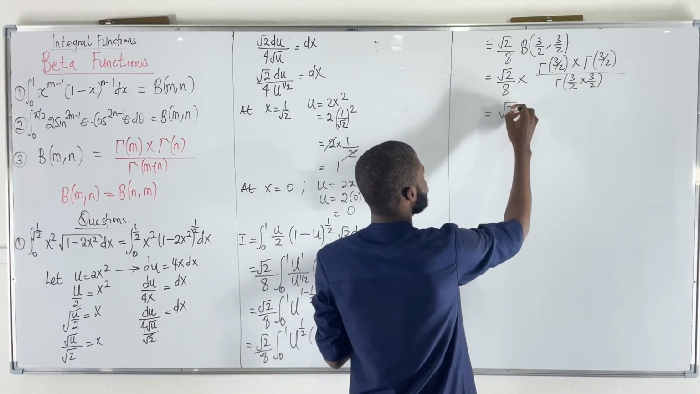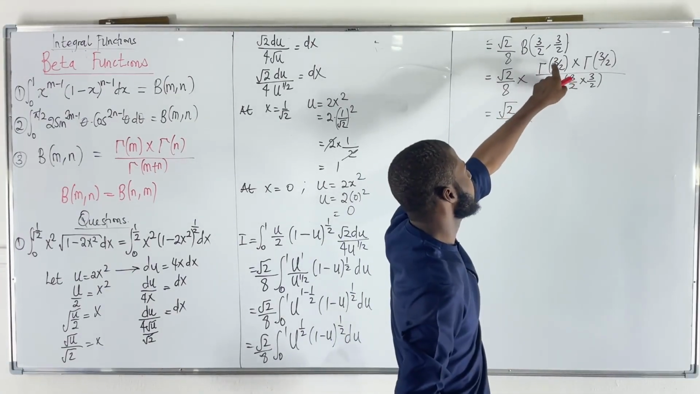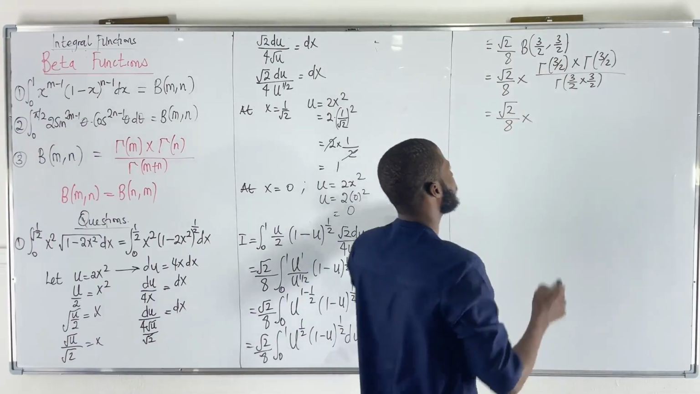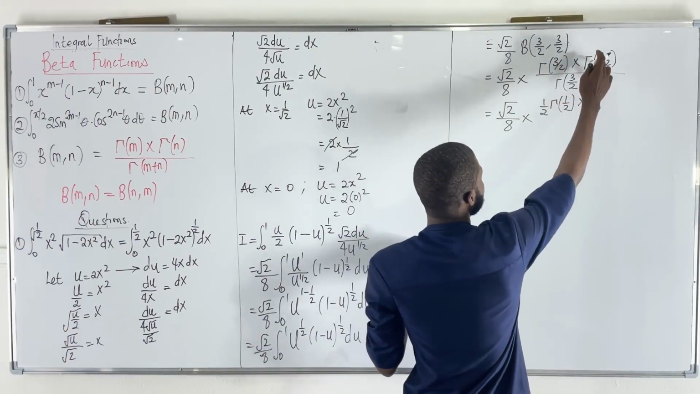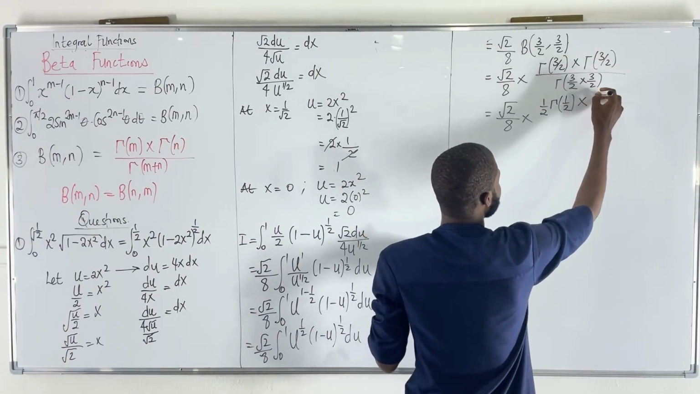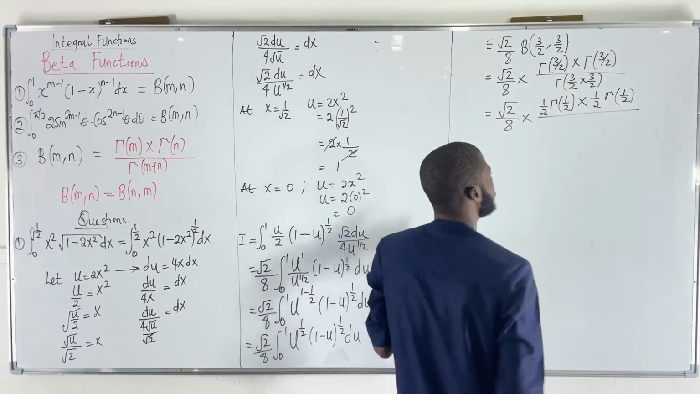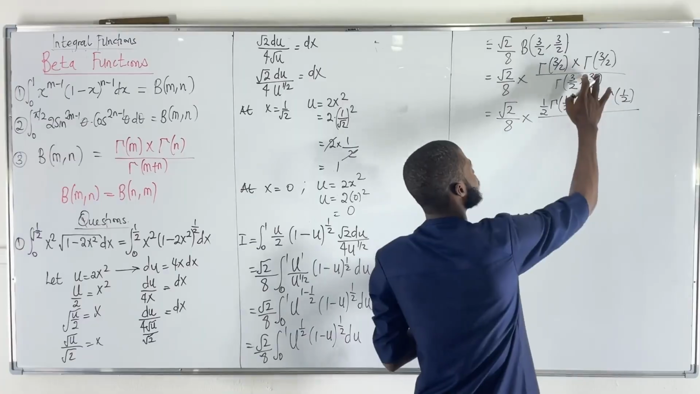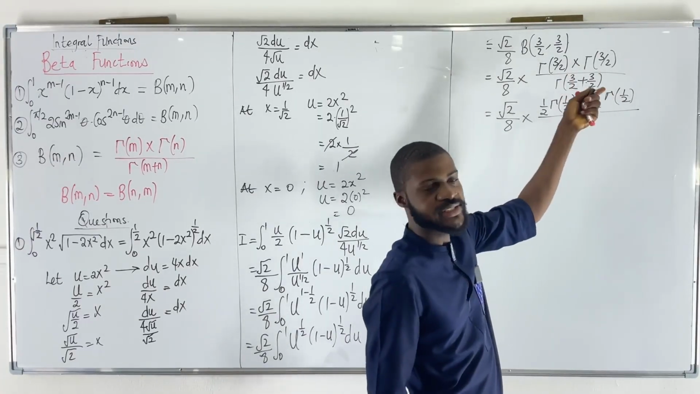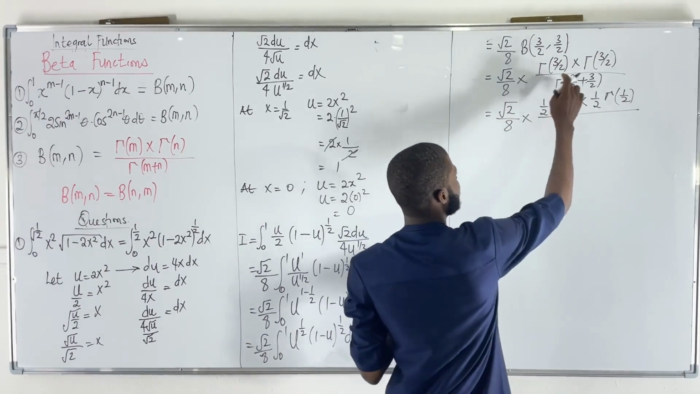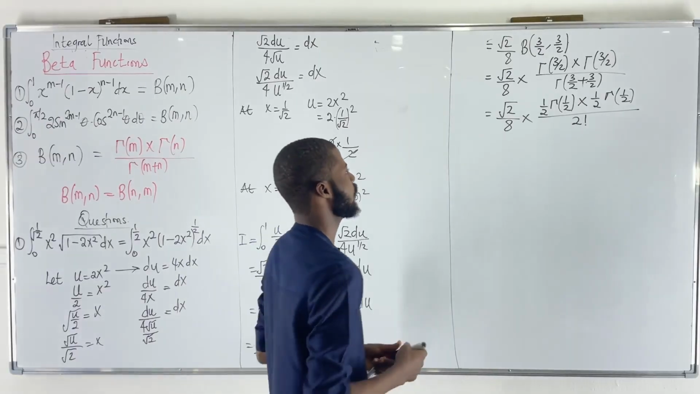So this will be root 2 over 8 times, now we can subtract, the gamma of 3 over 2. What is 3 over 2 minus 1? That's 1 over 2. This is 1 over 2 gamma 1 over 2 times, again here, we still have a repetition. So that's 1 over 2 gamma 1 over 2, divided by, and let's add this up. Oh, sorry, it was supposed to be plus. So 3 over 2 plus 3 over 2 is just 3. So what's the gamma of 3? That's 2 factorial. Gamma of 3 is just going to be 2 factorial.